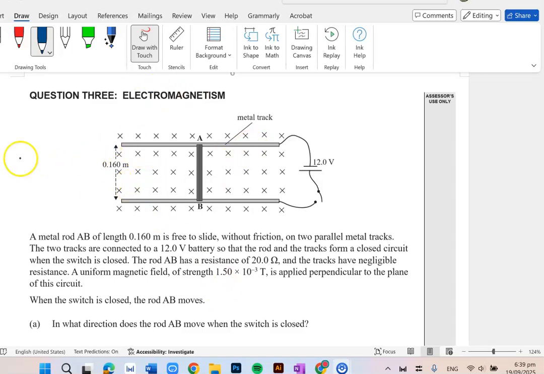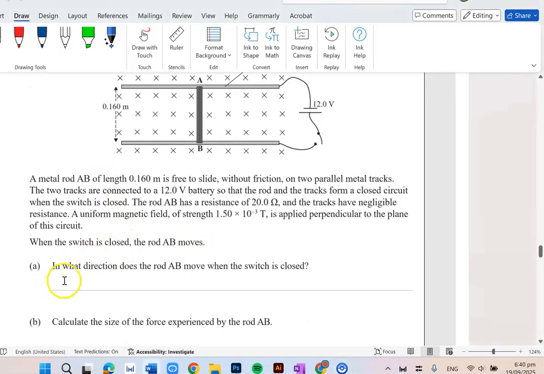In this video, I'm just going to try and finish the rest of this paper. So let's get started. Question 3, electromagnetism. A metal rod AB of a length is free to slide without friction on two parallel metal tracks. When the switch is closed, the rod AB moves. Question is, in what direction does the rod AB move when the switch is closed?